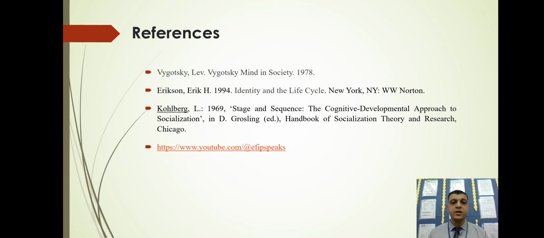We have Vygotsky, Mind in Society, 1978, and Erikson, 1994, Identity and the Life Cycle, and Kohlberg, Stage and Sequence.